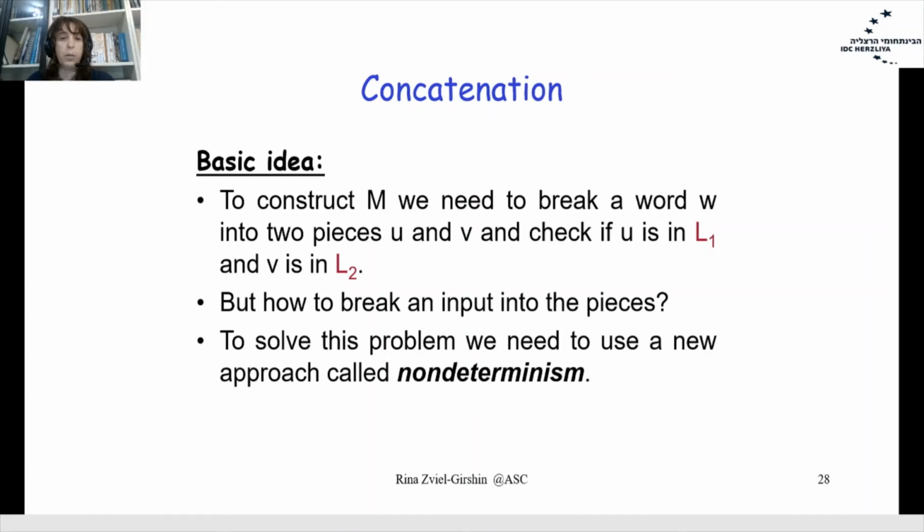The basic idea behind concatenation is that we need to construct an automaton M that will break the word W into two parts, a prefix U and a suffix V, and we will check that the prefix U belongs to L1 and the suffix V belongs to L2. But we have a problem. We can have several possibilities for the prefix and several possibilities for the suffix. So to solve this problem, we need some kind of new approach, and this new approach will be non-determinism.